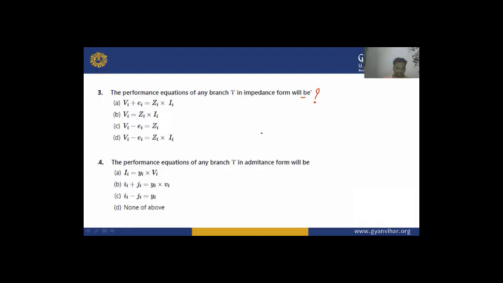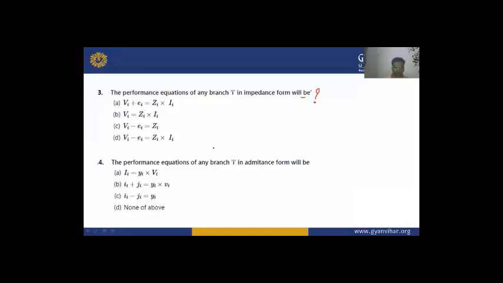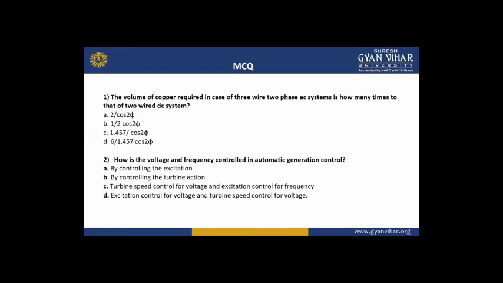Think about it. Now we know that VI is equal to what? Generally, it is ZI into I matrix. Okay. How many times to that of the two-wire DC system?